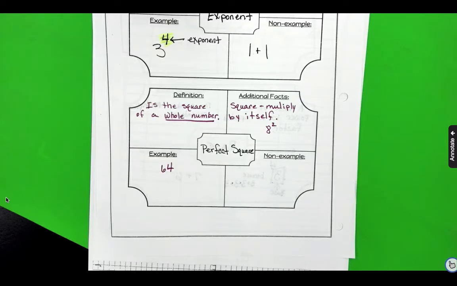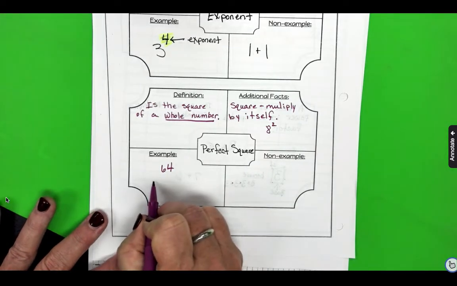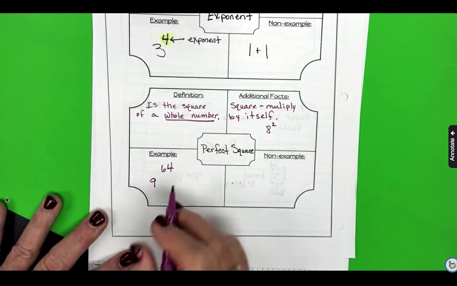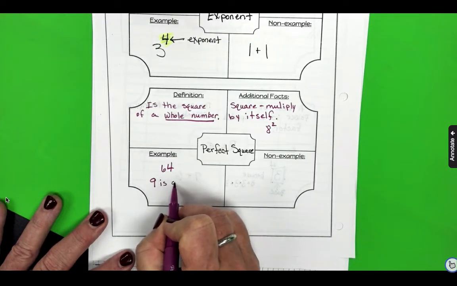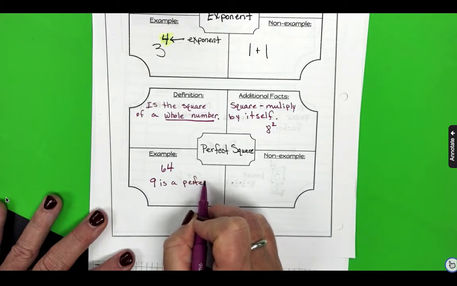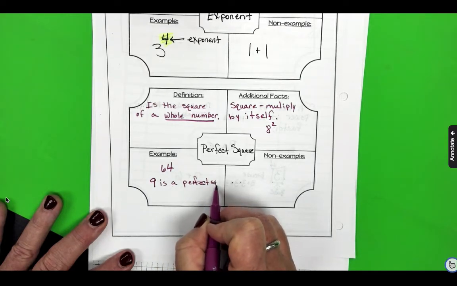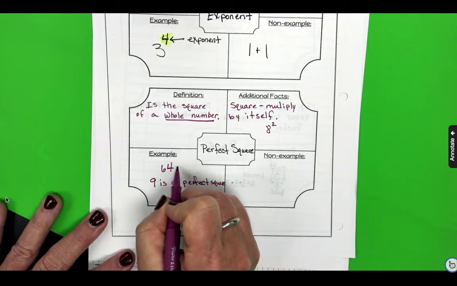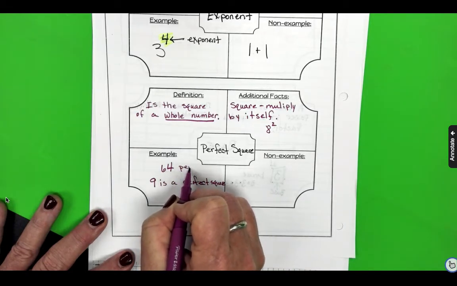Is 9 a perfect square? What number multiplied by itself gives you 9? What is it? 3. Because 3 times 3 is 9. So 9 is a perfect square. I'll make a note here. It is a perfect square. Okay? 64, perfect square.